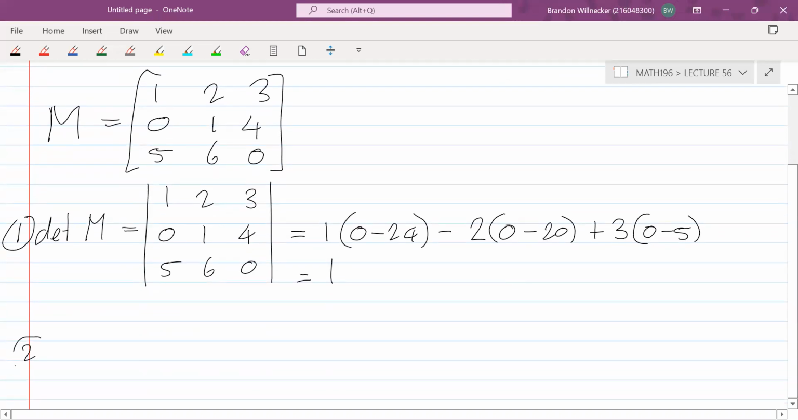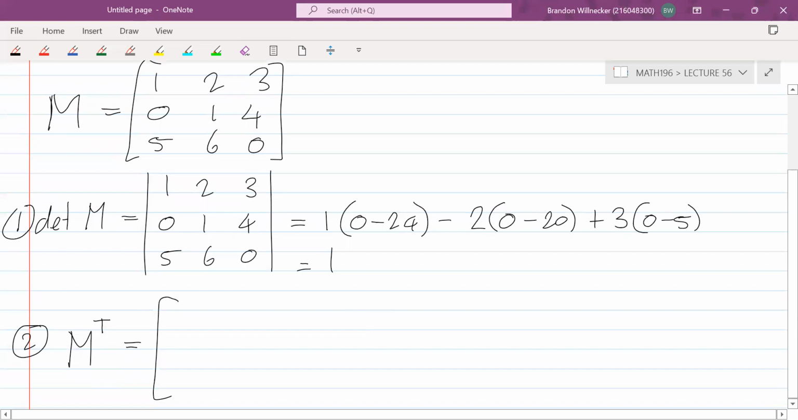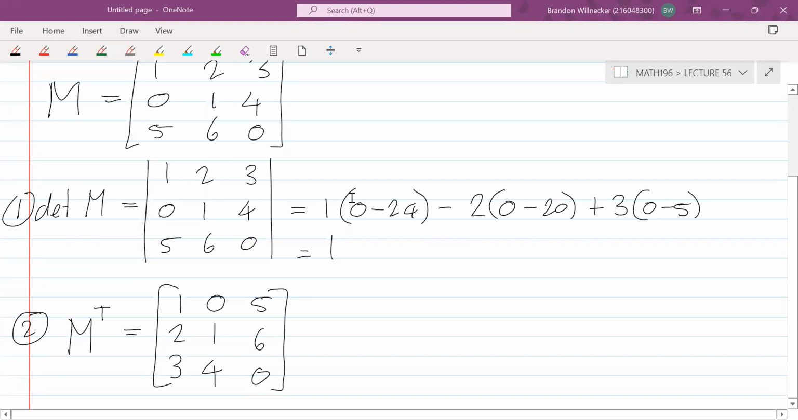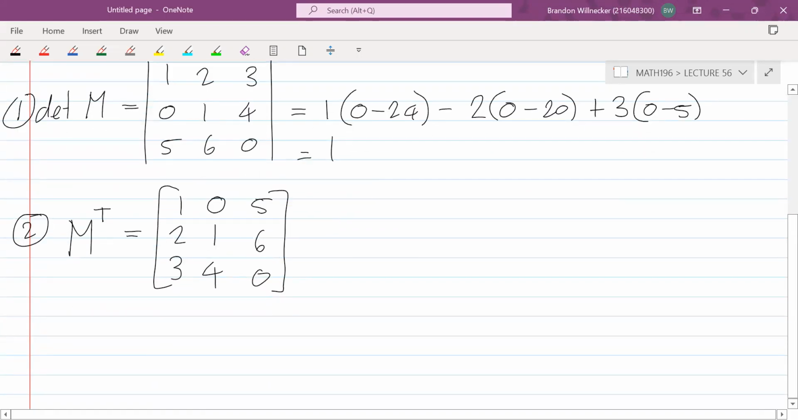Step 2 is to find the transpose of the original matrix. So M transpose, we're going to swap the rows and the columns. So 1, 2, 3 along the first row becomes 1, 2, 3 down the first column. 0, 1, 4 along the second row becomes 0, 1, 4 down the second column. 5, 6, 0 along the third row becomes 5, 6, 0 down the third column. So we've taken the transpose. That's the second step.